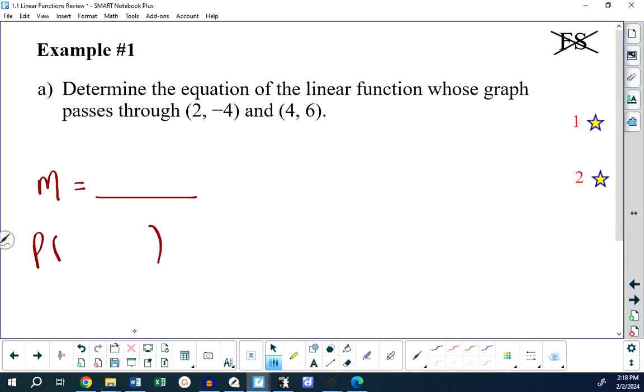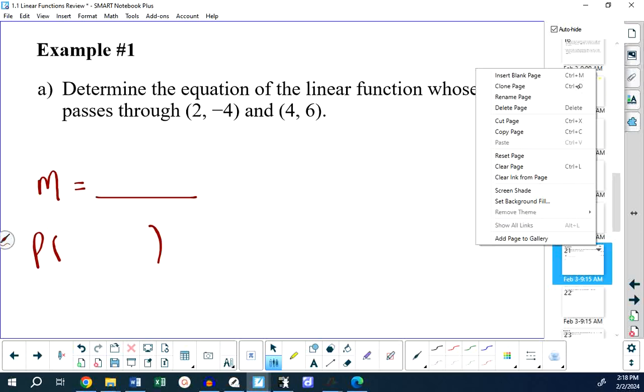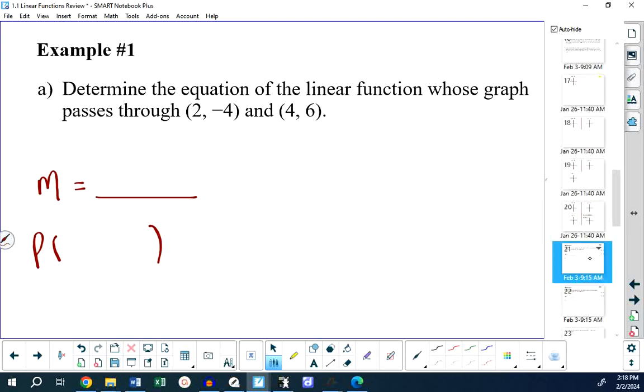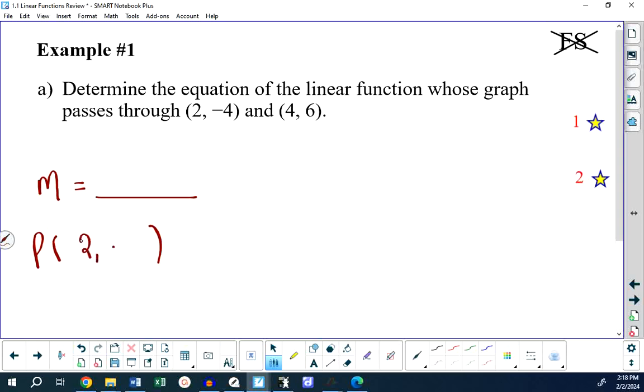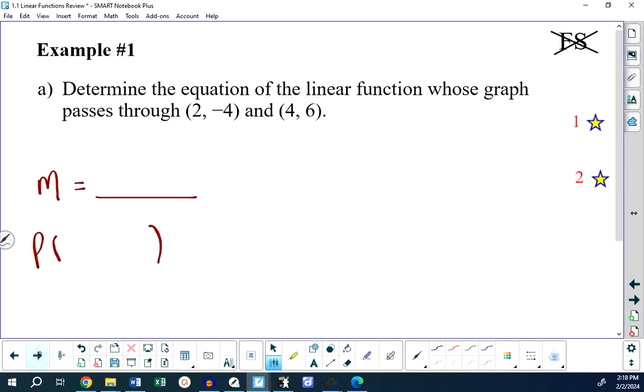It doesn't matter if you use the point 2 comma negative 4, or if you use the point 4 comma 6. Take your pick. I'm not asking you to write both down. I'm saying it doesn't matter. I'll go with the 4 comma 6. It really doesn't matter which point you use.